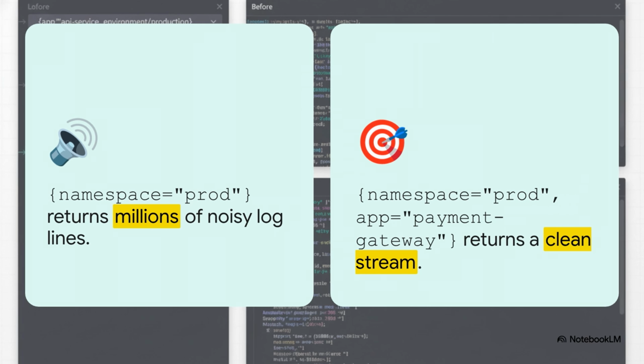Good luck with that. But by adding just one additional label, like app equals payment gateway, you immediately drop the noise and isolate a clean, targeted stream. Precision right here is your absolute best optimization tool. By combining labels, you drastically narrow down the search space before the system even looks at the log text.